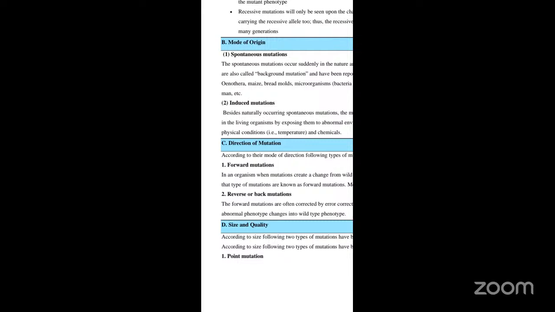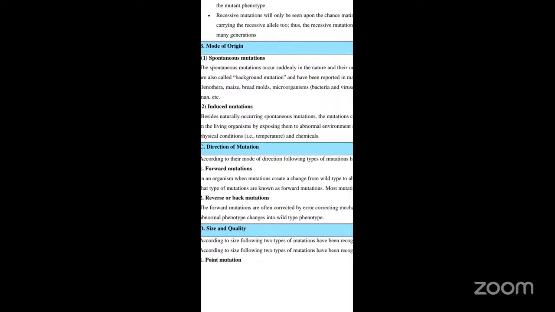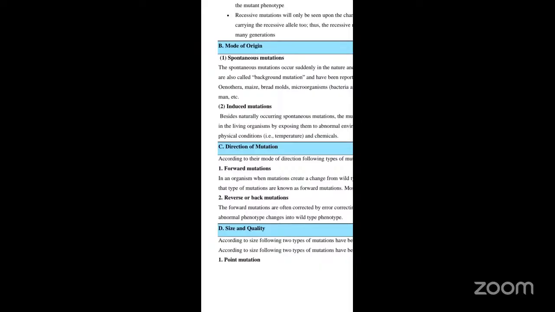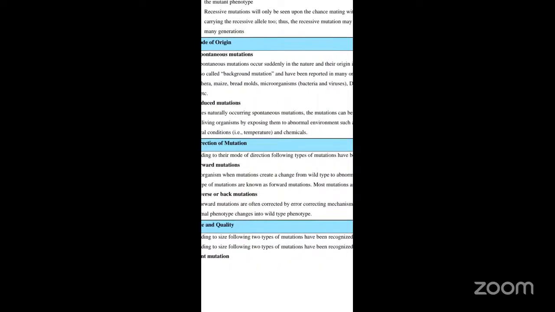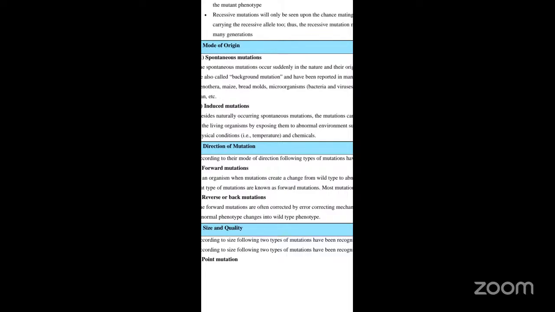So you're going forward. Now, in reverse or back mutations, the forward mutations are often corrected by an error correcting mechanism, so that an abnormal phenotype changes into a wild type phenotype. So it is a reverse. In forward, you always create a change from wild type to the abnormal type. But here, you are creating a change from abnormal type to the wild type. So this is the reverse or the back mutation.